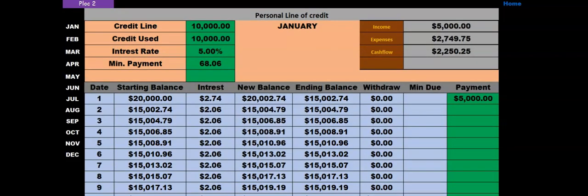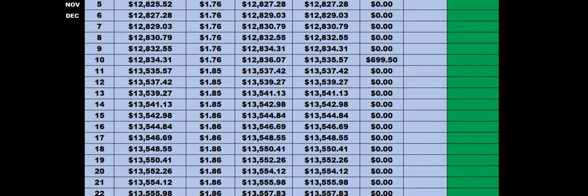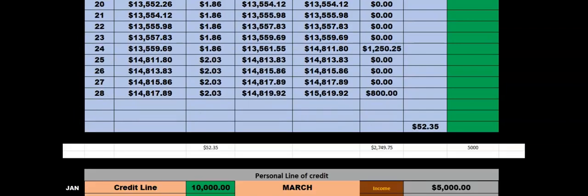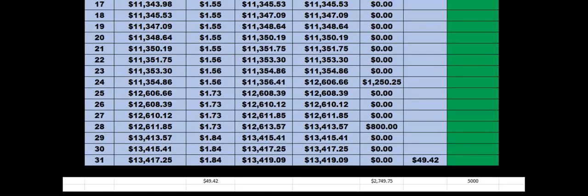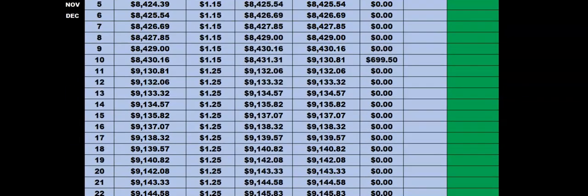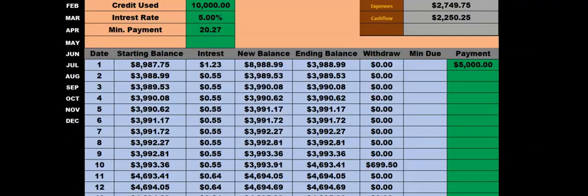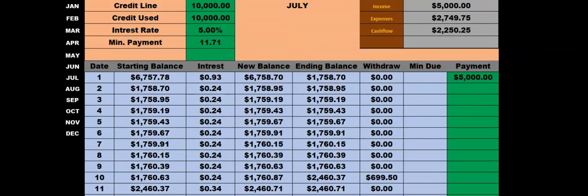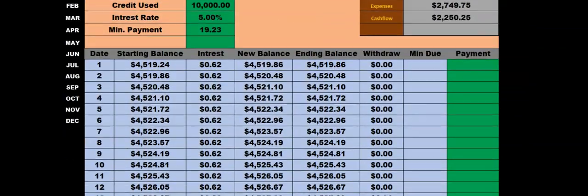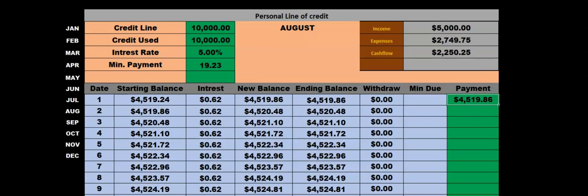Okay, let's run through this one. So in February, income comes in, expenses come out. March, income in, expenses out. April, income in, expenses out. May, June, July, and just like in scenario 1, in August, the whole amount won't be able to come in here. So we can only put in $4,519.86.